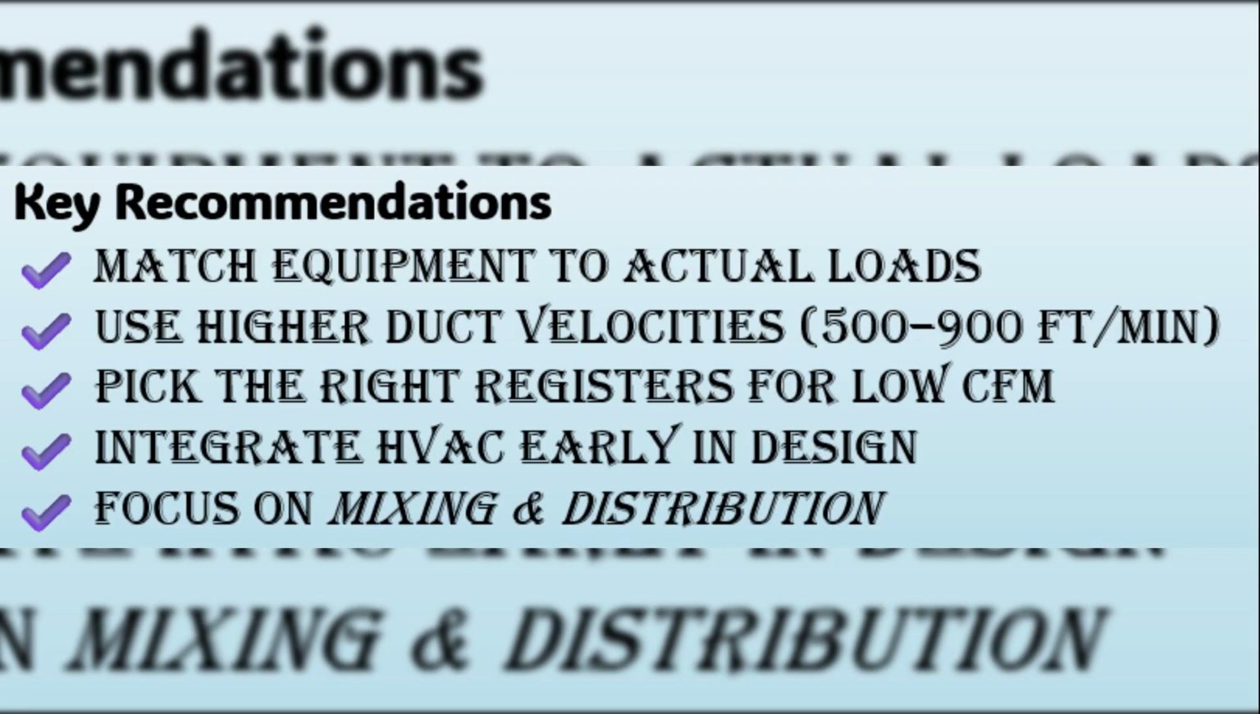Select equipment that actually matches the smaller loads. Use higher velocity duct design, 500 to 900 feet per minute, not 300. Plan HVAC layouts from the start of the design process. Pay attention to register placement and selection. And remember, efficiency is great, but comfort comes from air distribution and mixing.